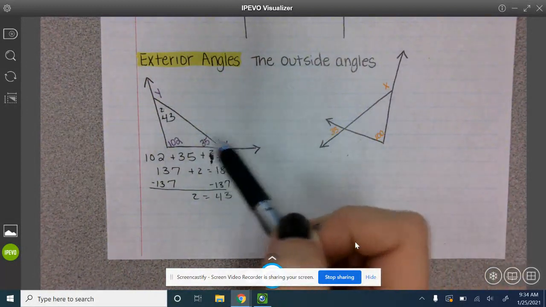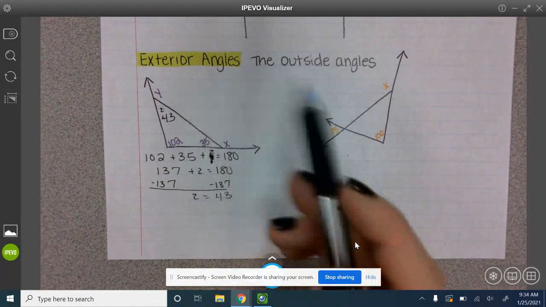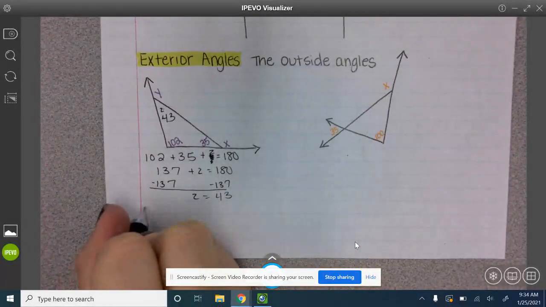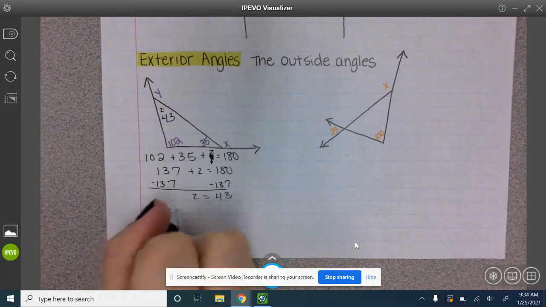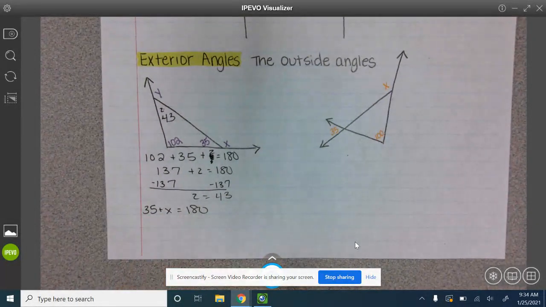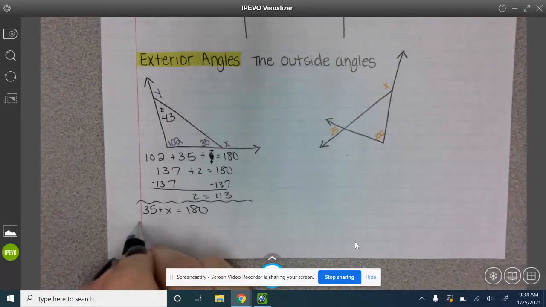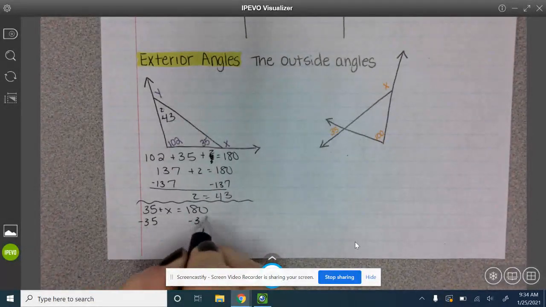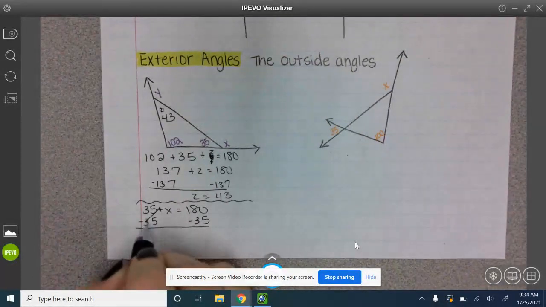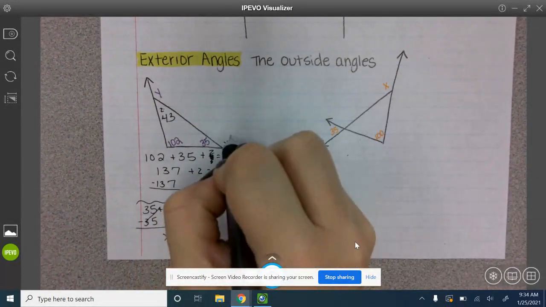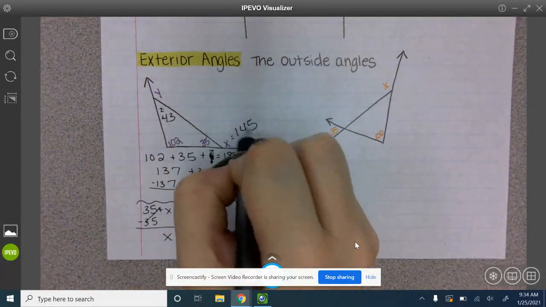Now I'm easily able to figure out x and y. 35 and x form a straight line. So 35 plus x have to equal 180. So we're going to subtract 35 on both sides. And x equals 145. So right here, we would get 145.